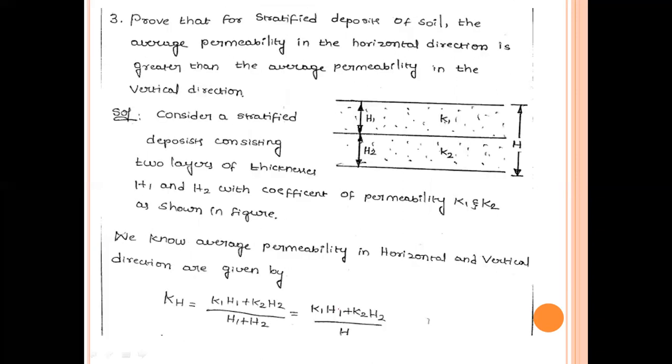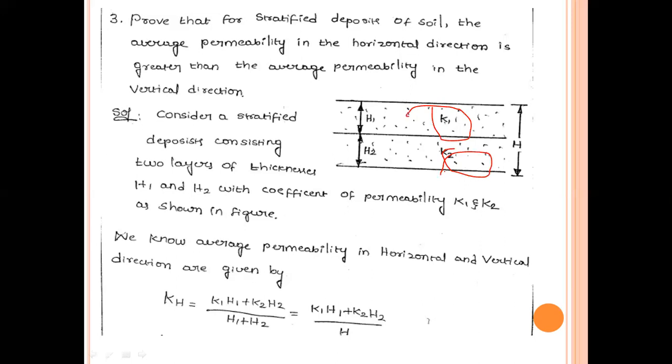The next problem: prove that in stratified deposits of soil, the average permeability in the horizontal direction is greater than the average permeability in the vertical direction. So here are two layers. Consider the stratified deposit consisting of two layers of thicknesses H1 and H2 with coefficients of permeability K1 and K2, as shown in the figure.